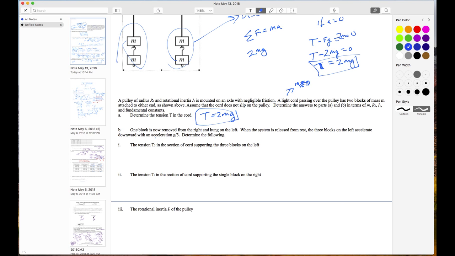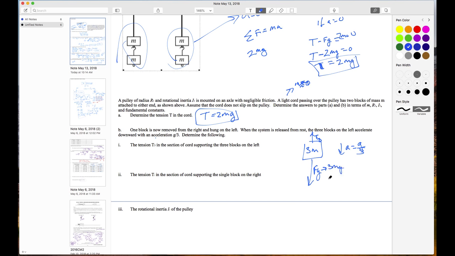And hopefully the first thing that you did was draw a free body diagram. Well, we know for sure that we have this area of 3m with some force of gravity and some tension, T3. And we know that it's accelerating downward with a equals g over 3. This Fg value is 3mg.